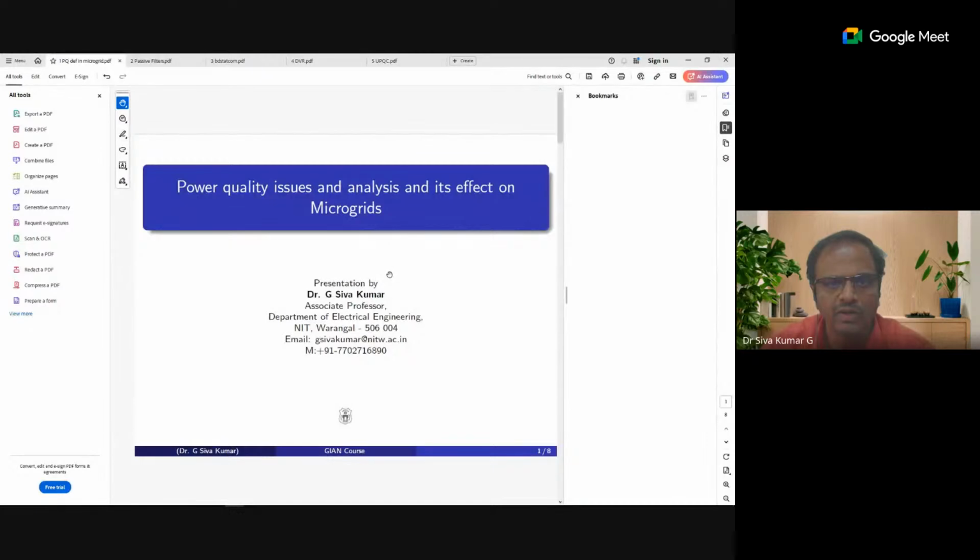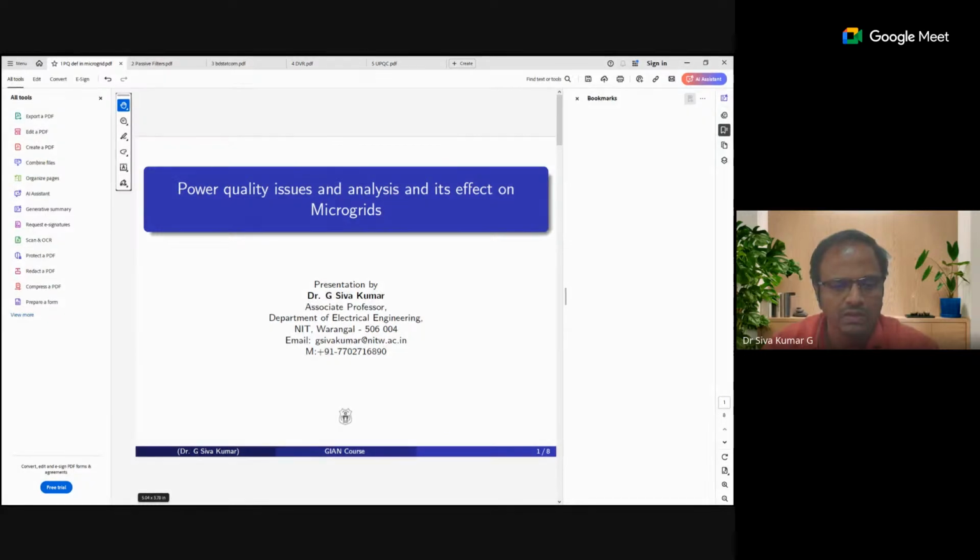What we wanted to highlight is power quality issues and analysis and their effect on microgrid. But we have not looked into the effects. Mostly we looked at the mitigation of the power quality issues. Ultimately, whenever a current quality issue arises in a system, it is going to have an impact on other loads. The voltage quality issue is obviously going to affect your sensitive loads. Any questions?